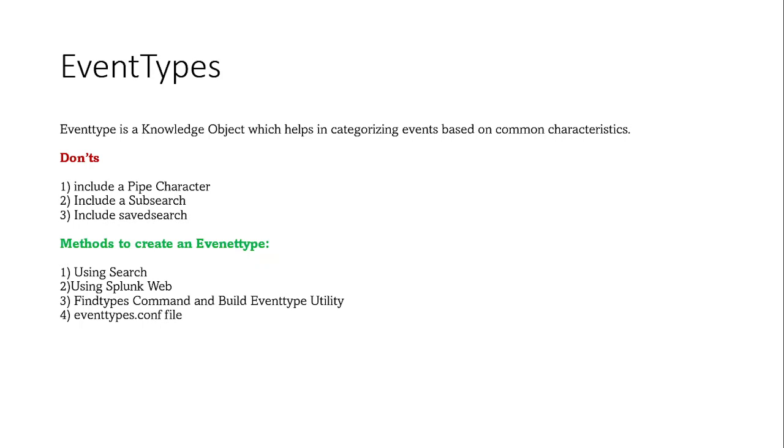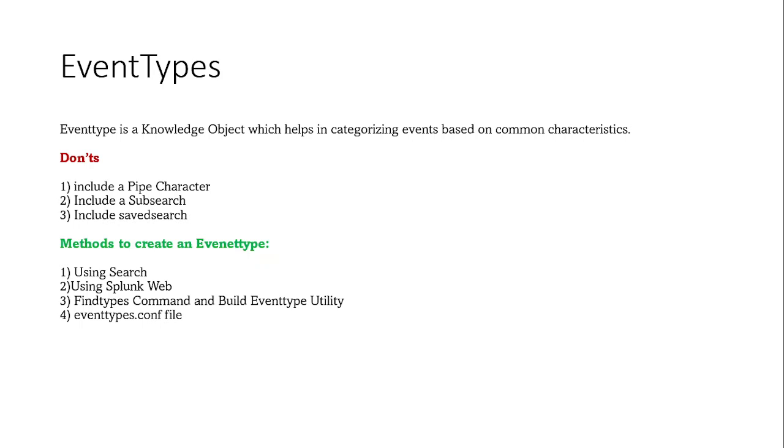So now we understand the concept behind event types. Let's learn how to create an event type. There are multiple ways to create an event type. We'll start with the first one, which is using search. We can create an event type by writing a simple search query. So let's learn it through an example.